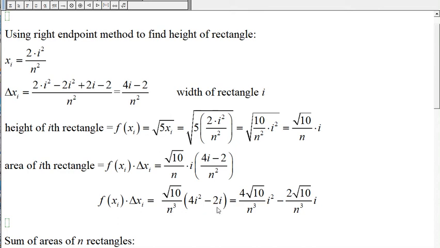And then let's go ahead and multiply this out. Then we get 4 times the square root of 10 divided by n to the third times i squared, and then minus 2 times the square root of 10 divided by n to the third times i. And so this is the area of the ith rectangle.